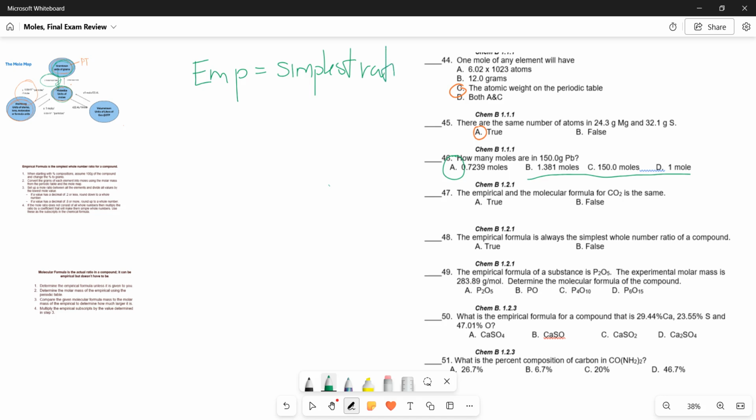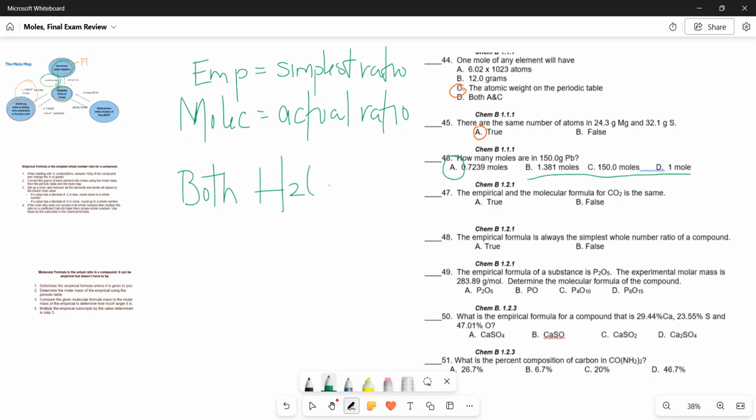And molecular formula is going to be the actual. Now, that's the definition, but do I understand what that means? Well, they can be both. An example of a substance that has both a molecular formula and empirical formula that is the same is water. Water is H2O. It is 2 to 1, hydrogen to oxygen. It cannot be simplified any further as whole ratios.